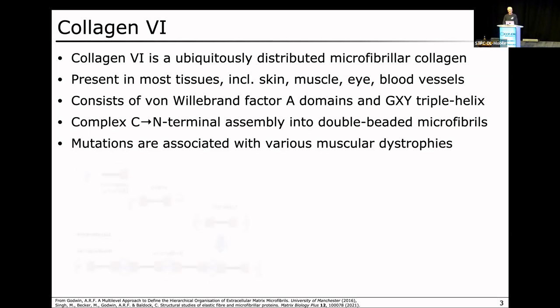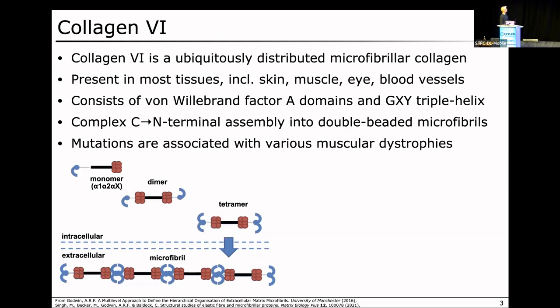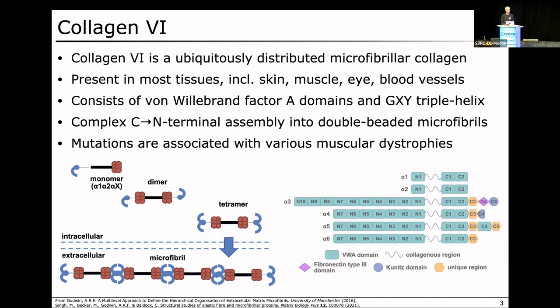And this assembly mechanism is actually quite a complex one. You have 3 different chains coming together to form what's then called the monomer, which then dimerizes, tetramerizes, gets secreted out of the cell where it forms these microfibrils. And just another thing to highlight how complex this system is, these are all of the chains that exist. Humans don't have the alpha-4, but essentially all of the microfibrils will consist of any combination of these chains. So it's quite challenging to work with.